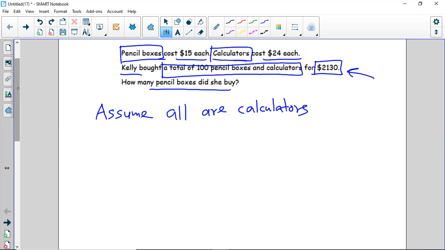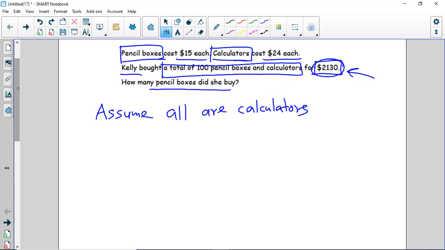Now, if you say that the all is $2,130, it doesn't make sense. If you put the money into the sentence, assume $2,130 are calculators, it doesn't make sense. How can money become calculators? That's why you know that it's wrong. So you assume the total number of items are calculators, which is your 100 of them. Okay, so that's the first step.